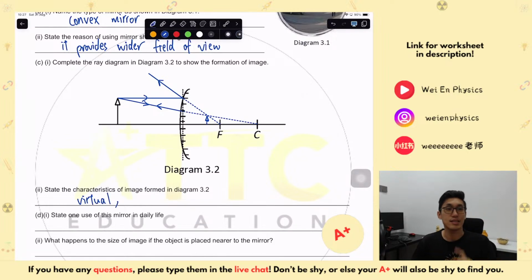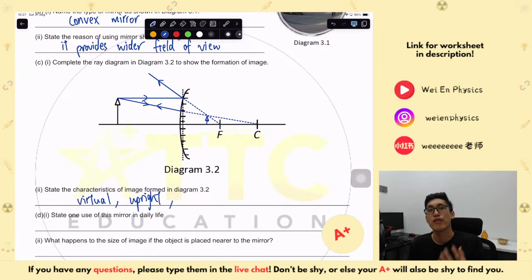Okay? Next thing is you can talk about the direction. Is it facing the same direction as the object or not? If yes, then it is upright. If it's an upside down direction from the object, then we call that inverted. Okay, so this one both are pointing upwards, so we can say that it is upright.